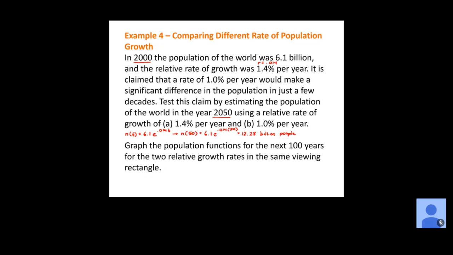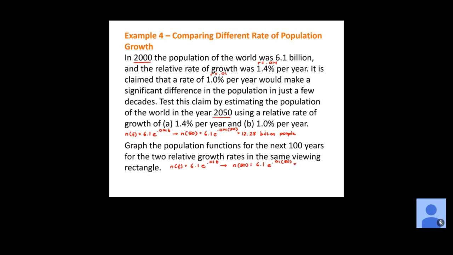I'm going to do the other one down here at the bottom just so I have space. This time we want to use a relative rate of growth of 1.0% instead, right? So our formula here now is going to be n of t equals, still starting with 6.1 billion people. E is still our base, but now our R value is going to be 0.01 instead. So we have 0.01 times t. So when we substitute in now, we're still using 50 because we want to know the population in the year 2050. So we have 6.1 times e to the 0.01 times 50.